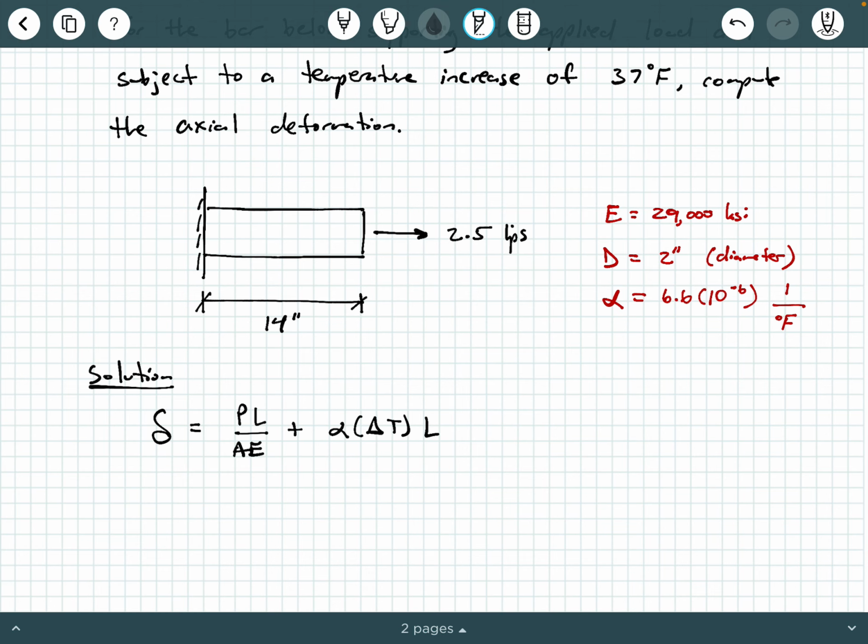If I had multiple segments or multiple domains with things changing, like different cross-section areas or different internal loads, then I would need the summation version of this. But I just have one segment, and everything is constant within my one and only segment. So I don't need the summation form, but I do need the force form of deformation and the thermal form of deformation because I have an applied load and a change in temperature, okay?